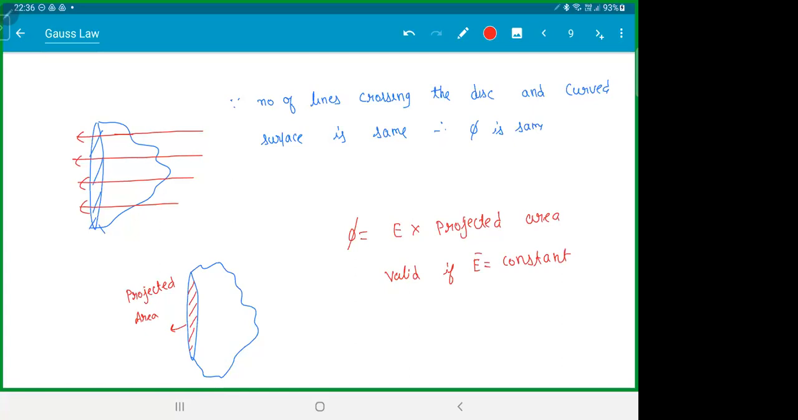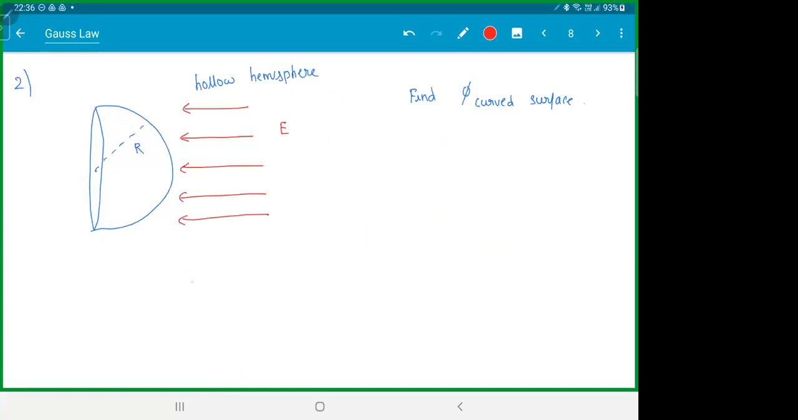Clear with this concept? So what is the answer here? The flux will be E into pi r square. So be careful with this. Don't write like this: flux is equal to E into 2 pi r square. This is wrong. You know why? Can someone tell me why that is wrong?